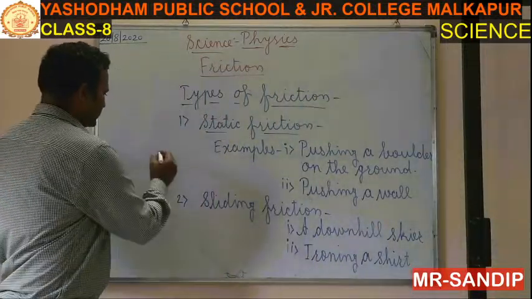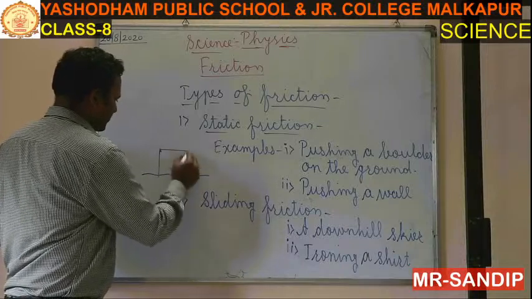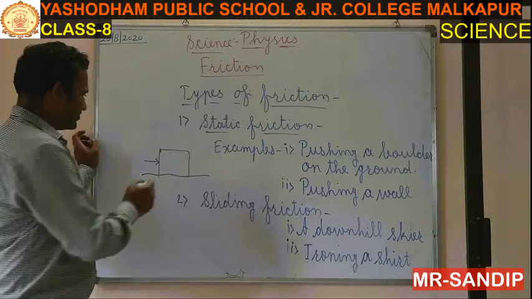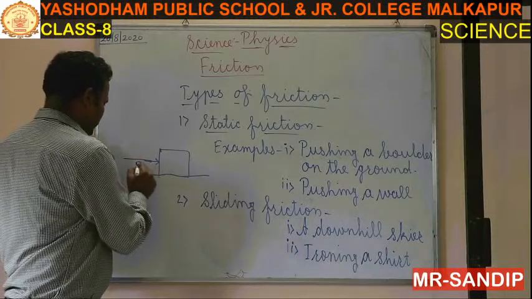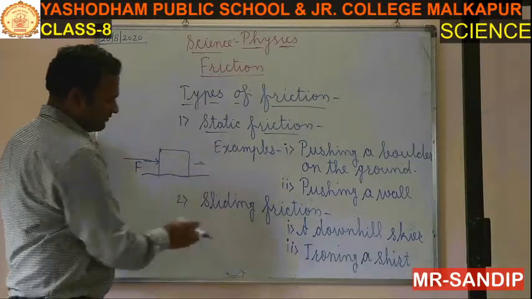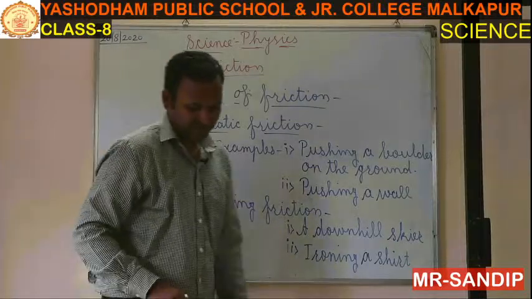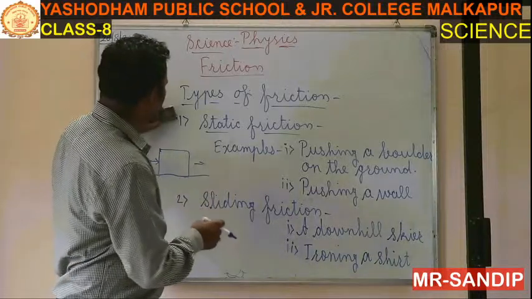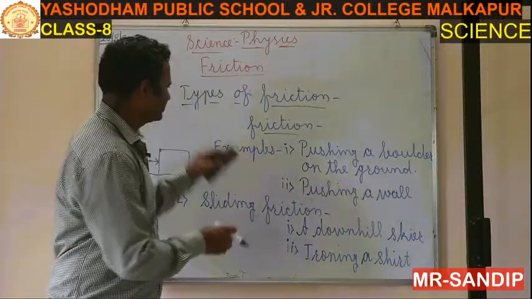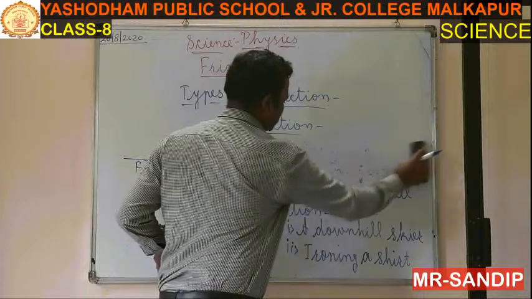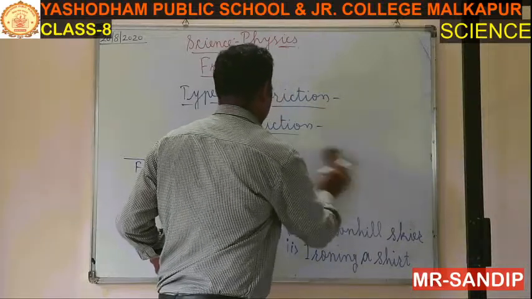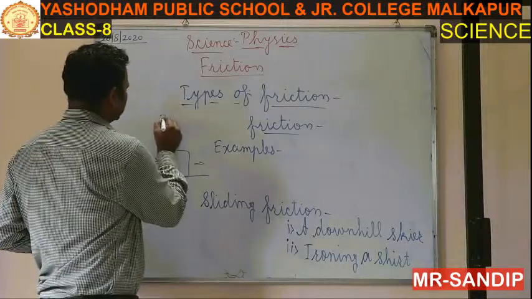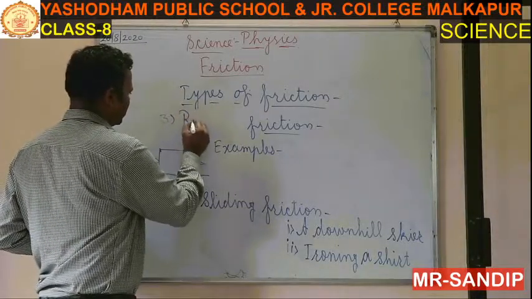In static friction, suppose this is the surface and we are taking an object, then we are applying force on it, but it will not move. But in sliding friction, if we apply more force, then this body will come in motion. That time we take that as sliding friction. Then we'll take the next type of friction, the third one, rolling friction.